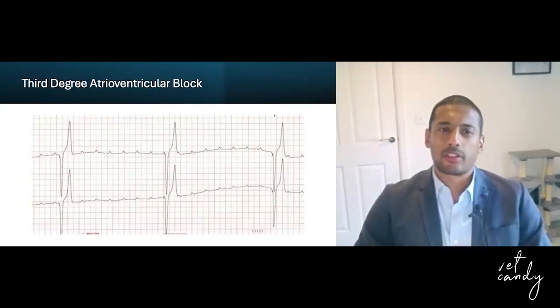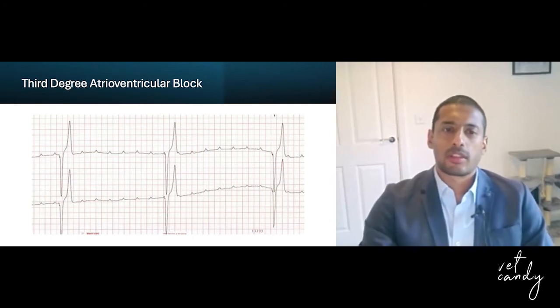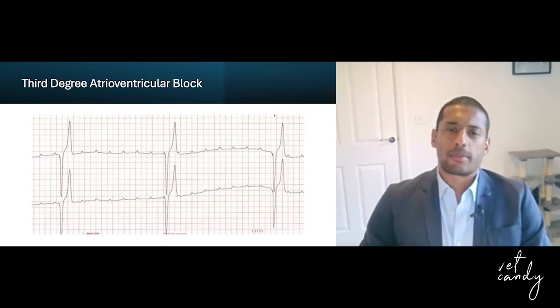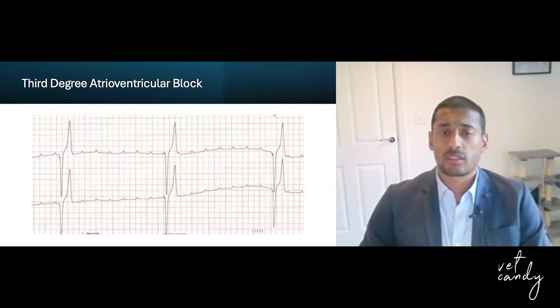Next, we have third-degree atrioventricular block. In third-degree AV block, there is a complete lack of communication between the atria and the ventricles, resulting in lots of unconducted P waves, as the sinoatrial node and atrial depolarization work normally, but the impulses don't travel through the AV node. The cause is often not established.